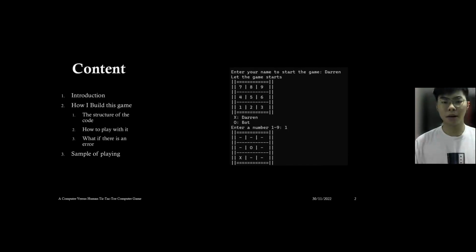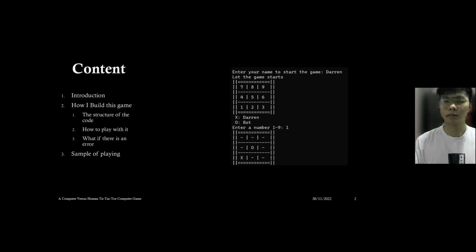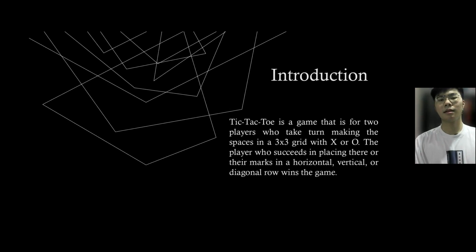This is the content part. I will have an introduction on how they build up the game and a sample of how to run it. The tic-tac-toe game is a game where two players take turns on a 3x3 grid, plotting out X and O, and when someone places their marks in a row, horizontal, vertical, or diagonal, they win the game.